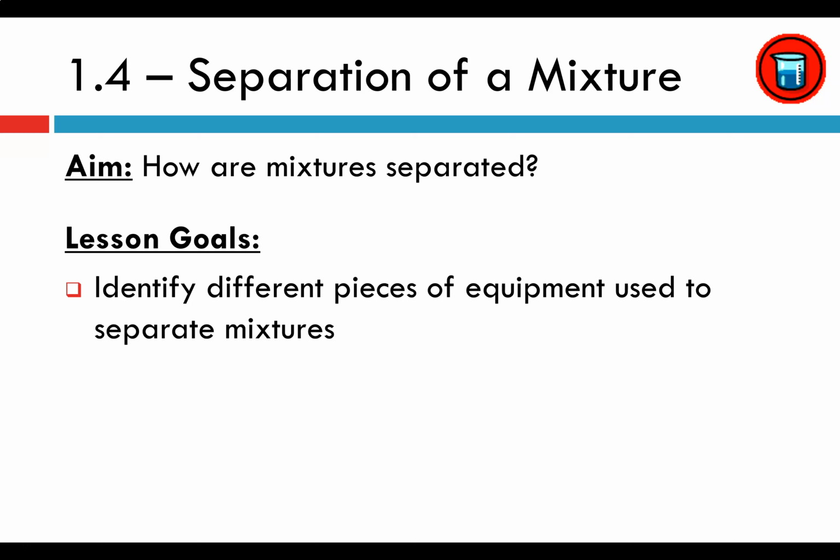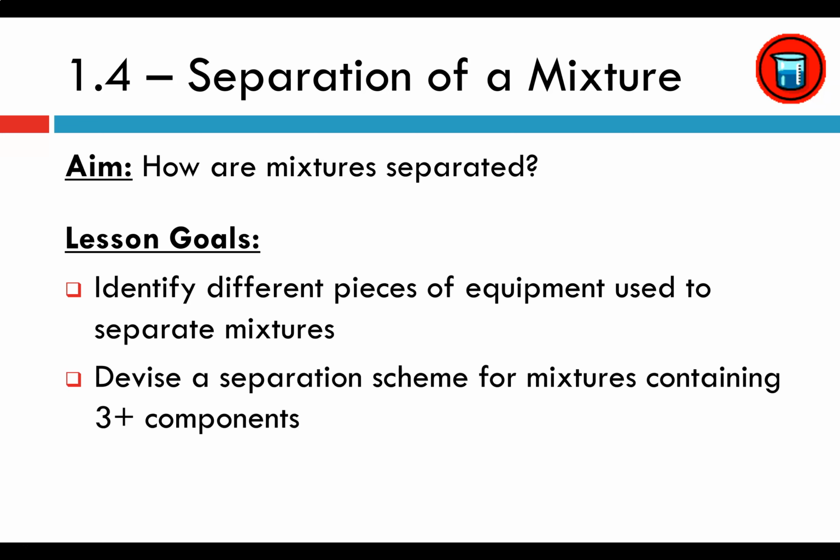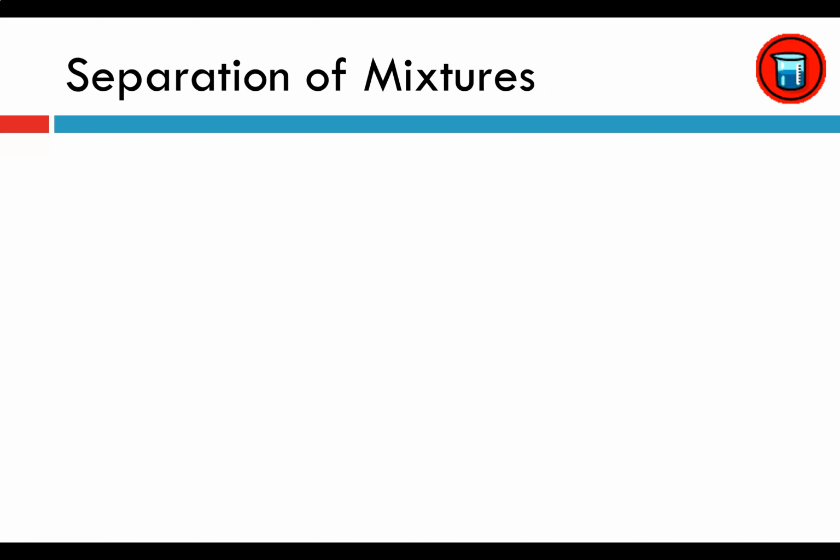So we've got a couple of goals for today's lesson. First, identify different pieces of equipment used to separate mixtures. There's going to be 6 different pieces of equipment or techniques that we use. And devise a separation scheme for mixtures containing 3 or more components. All right, so let's get into the lesson.